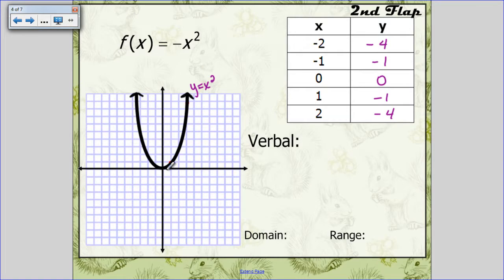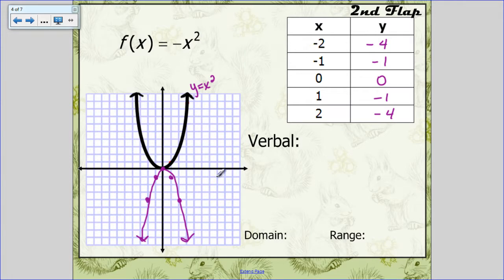And so I'm going to plot my points. So I have negative 2, negative 4. I have negative 1, negative 1. I have 0, 0, so their vertices are in the same place. I have 1, negative 1, and 2, negative 4. And so hopefully what you see is a parabola that is the same width as the other one, although I didn't draw very well and my line is not as fat. But these are the same width.